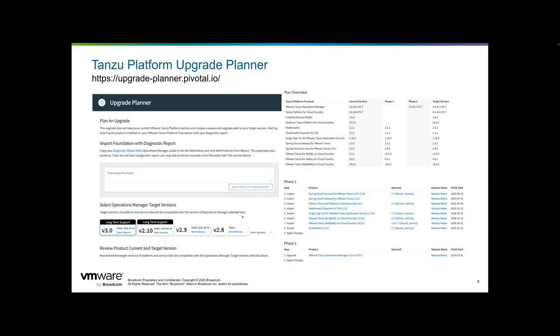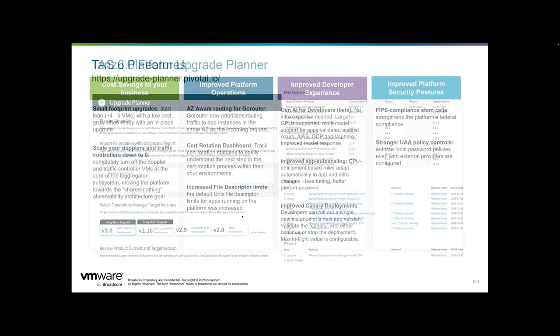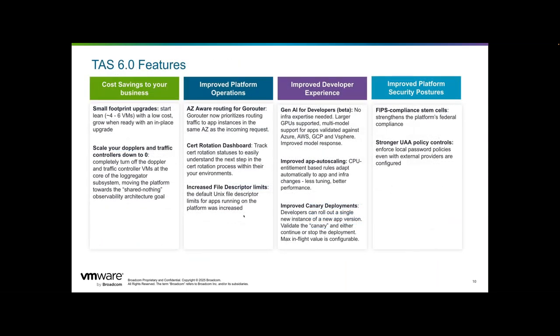So let's talk a little bit about why you want to upgrade and what new capabilities are a part of Tanzu Application Service 6 as well as Tanzu Platform 10.2. So let's start with TAS 6. Within TAS 6, we have a number of different areas where we added a lot of enhancements and capabilities. First and foremost, I'll start in that top left corner. Small footprint upgrades.